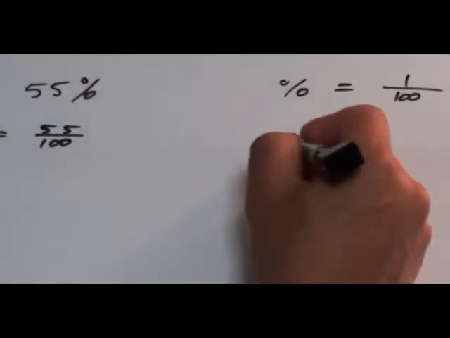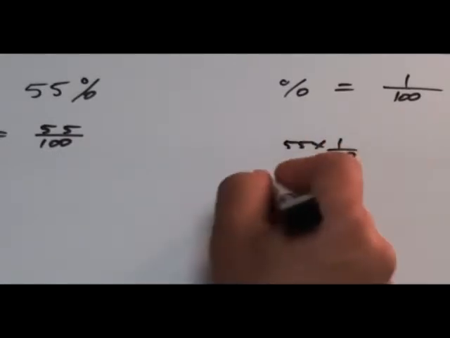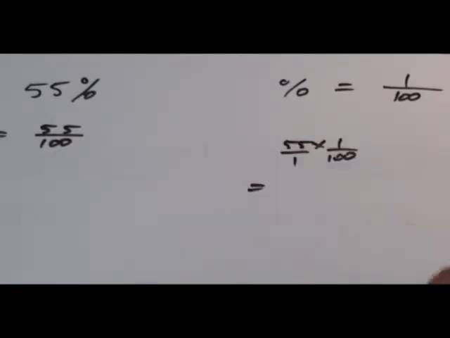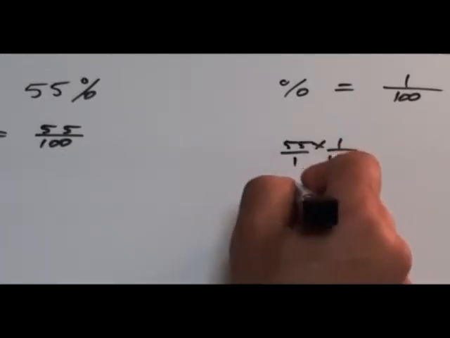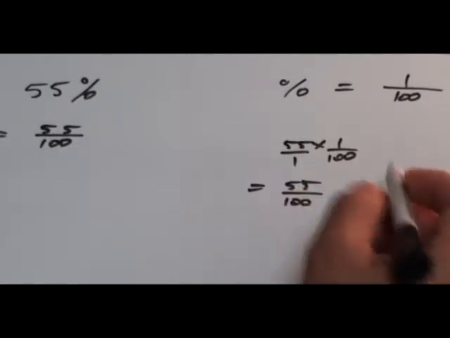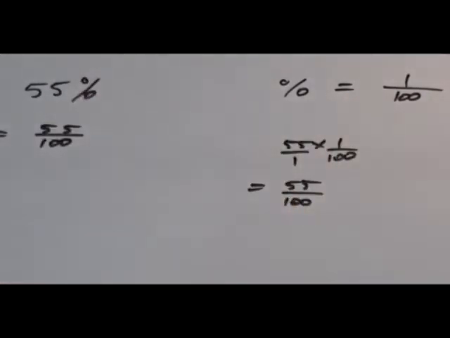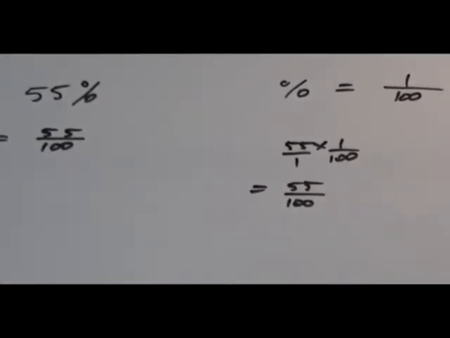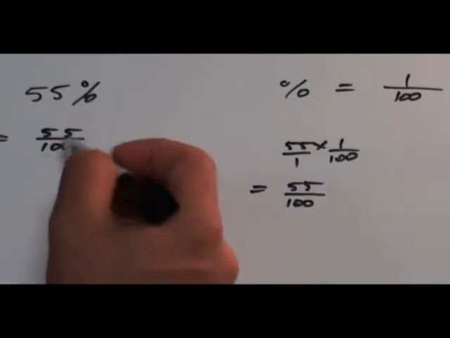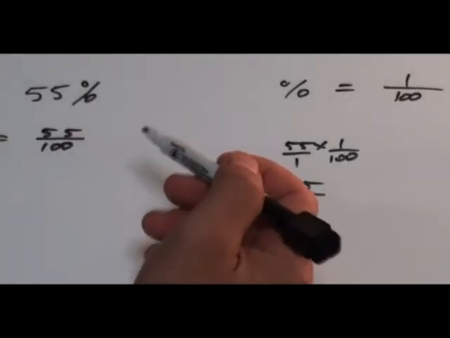So if I had 55 times 1 over 100, well that'll be 55 over 1, multiply the top, you get 55, multiply the bottom, you get 100. So 55% is simply saying 55 over 100. Now we want to convert this to a fraction. We want to actually convert it to a simplified fraction. So the very first thing we need to do is simplify wherever we can.